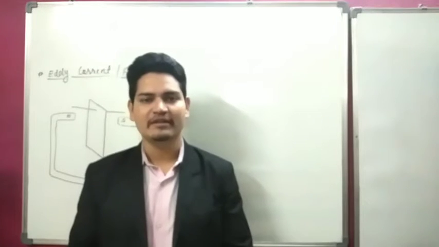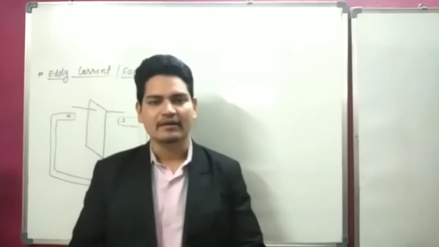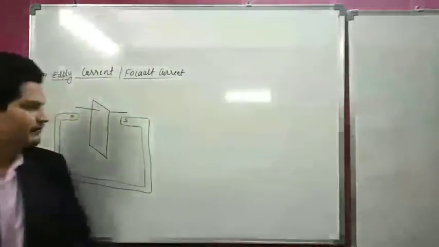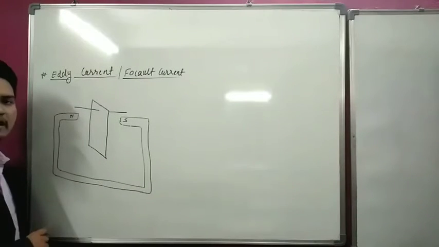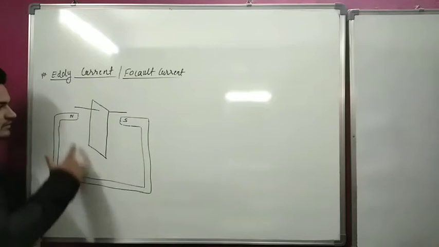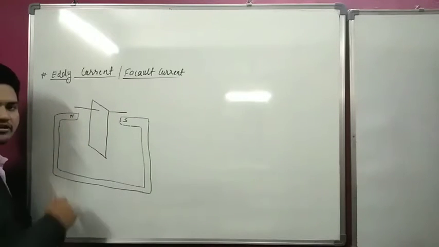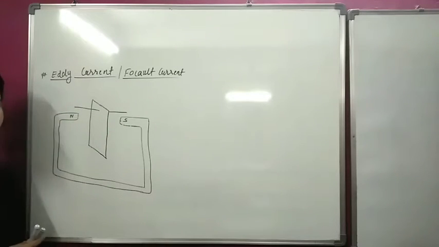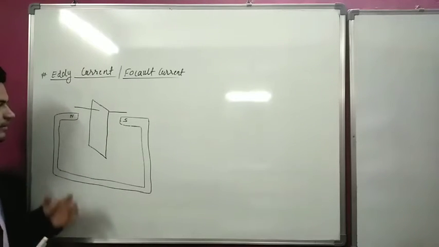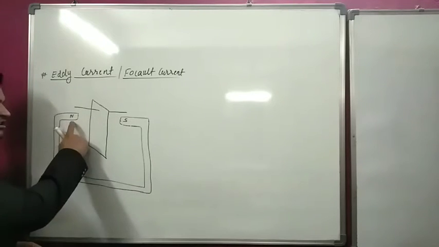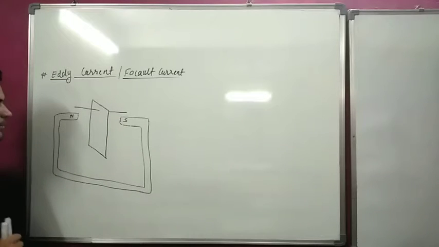Now our next topic is eddy current. It is also called Foucault current. So what is eddy current? To understand the phenomenon of eddy current, we are taking an example. Suppose this is a horseshoe magnet. This is north pole and this is south pole. We are placing a conductor between the north pole and south pole of the horseshoe magnet.